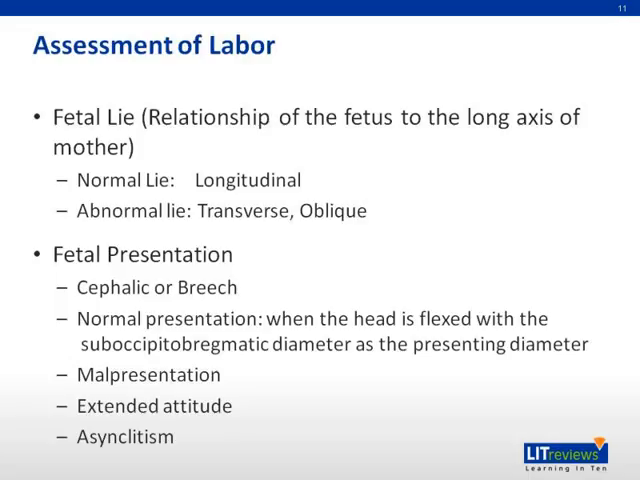Fetal presentation may be described as cephalic when the baby's head is the presenting part, or breech when the baby's head is pointing upwards. The most optimal presentation is when the baby's head is cephalic and flexed, and the presenting diameter is the smallest. The suboccipitobregmatic diameter is at 11.5 cm.